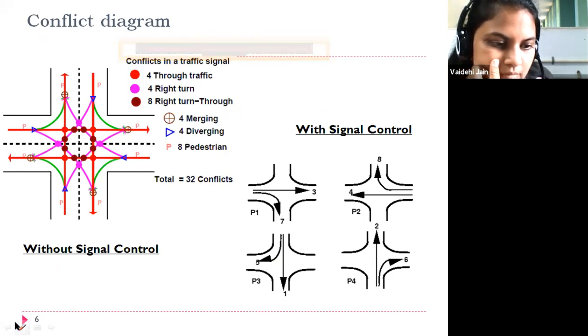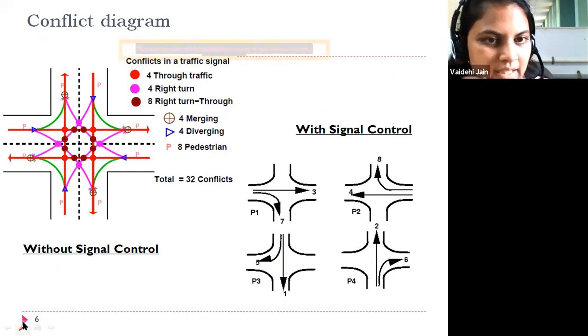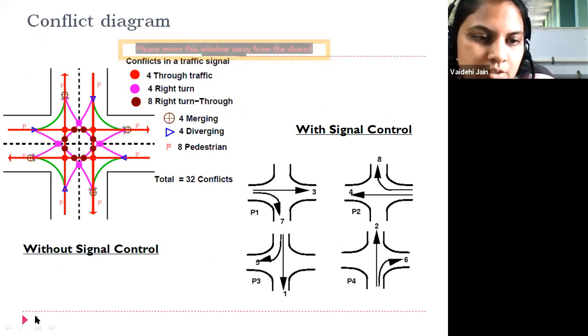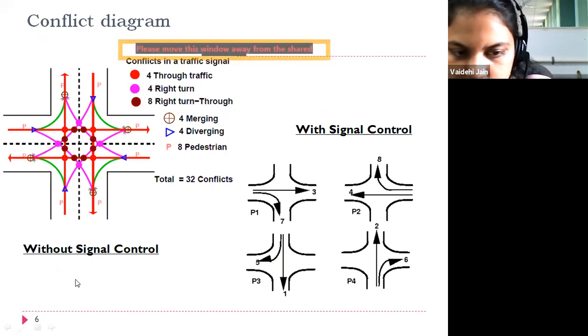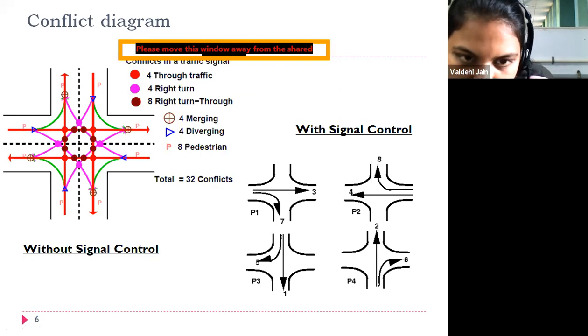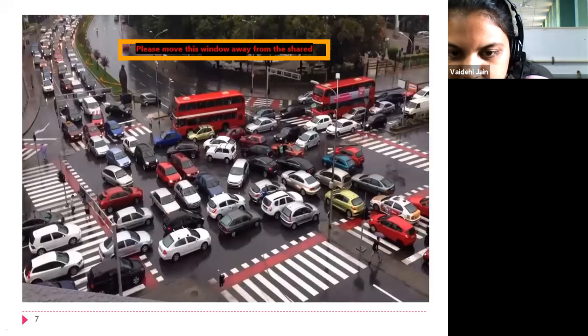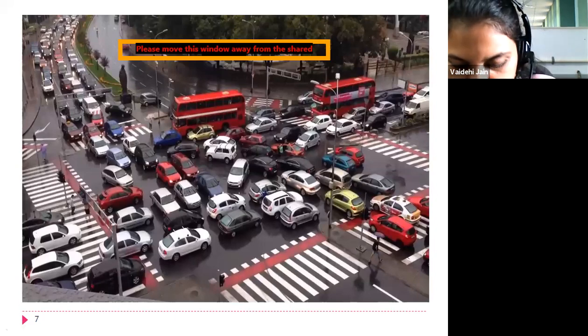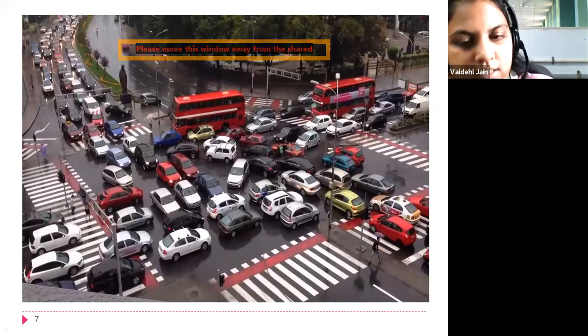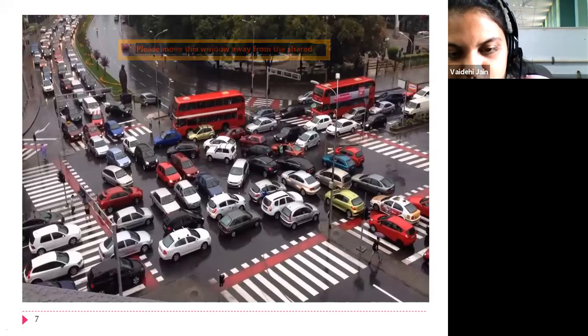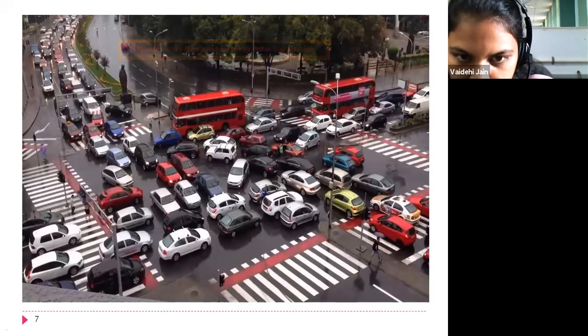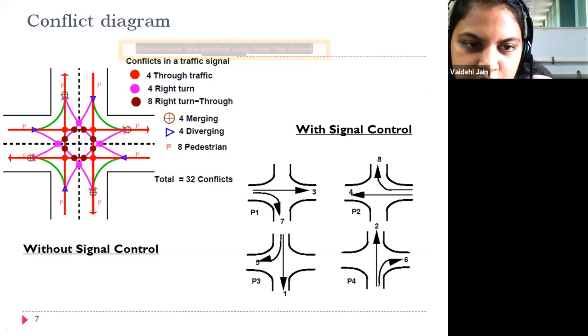This is the conflict diagram. In it, you can see in the first diagram, which is without signal control, there is so much conflict, which resembles the real-time situation on the road. In that also you can see that the conflicts are there. So much conflict on a road. This is what the first diagram is showing.